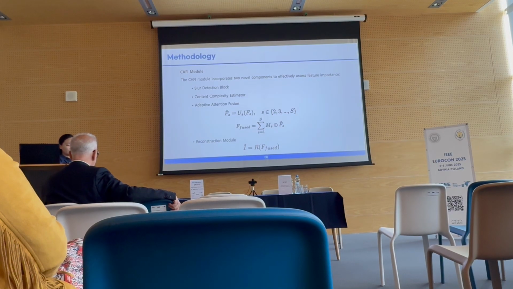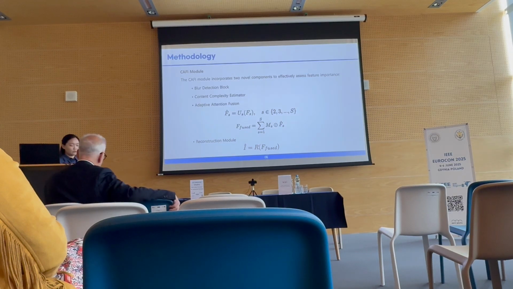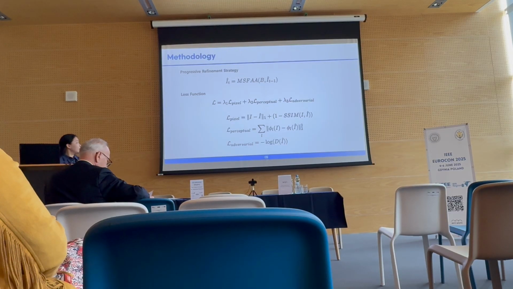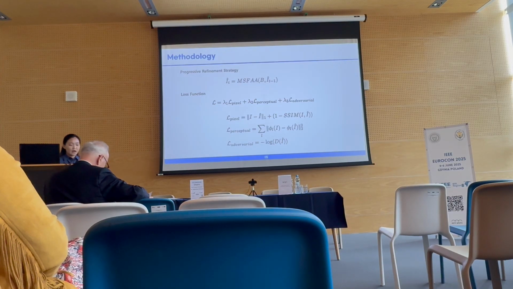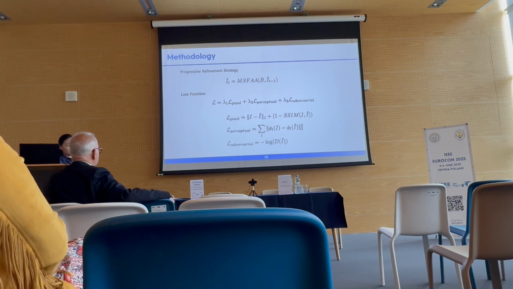We also implemented a progressive refinement strategy, where the network is applied in a coarse-to-fine manner. At each stage, the network processes the blurred image along with the previous prediction and focuses on recovering increasingly finer details while maintaining global consistency. Our network is trained using a combination of pixel-wise, perceptual, and adversarial losses.